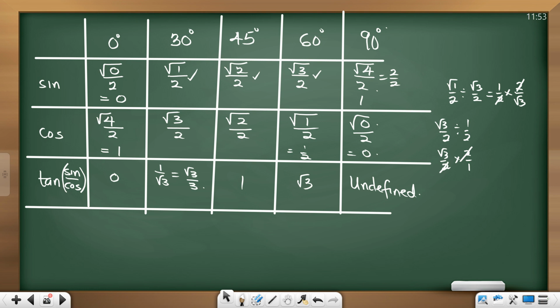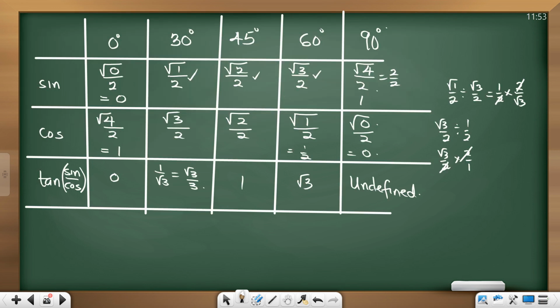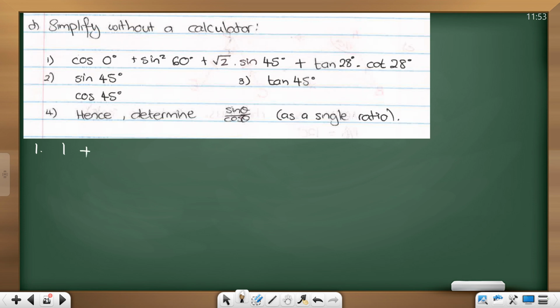All right, are we okay? All right. Without using a calculator, number 1. You should be able to do that one now. Number 1, cos 0. Just come to your table. Plus sine squared 60. What is sine 60? Root 3 over 2. But it is all squared. Plus root 2. What is sine 45? Root of 2 over 2.